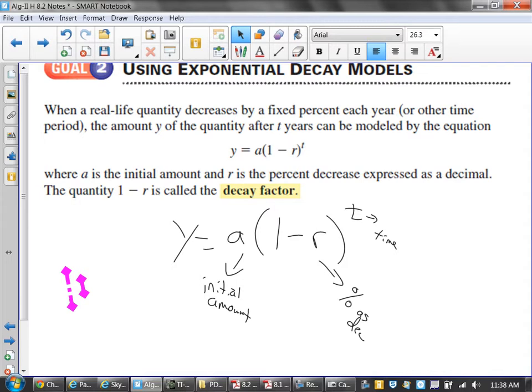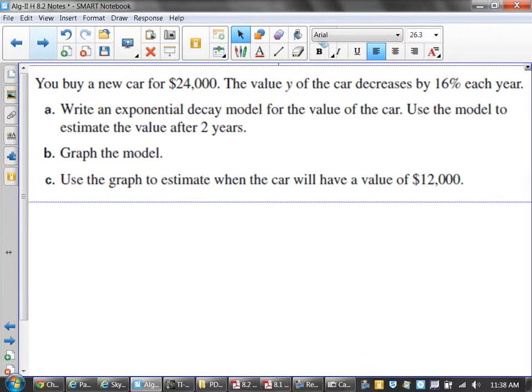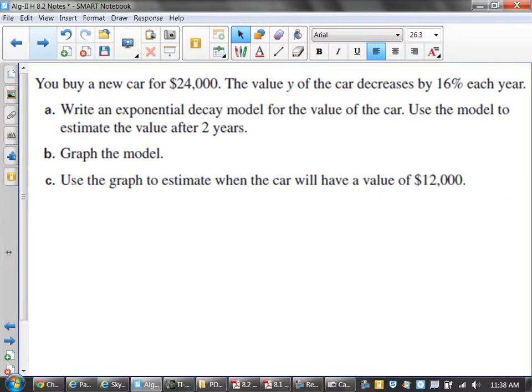So we have A(1 minus r)^t. A real easy example for this is to look at a new car. If you buy a new car, woohoo, for $24,000, basically the minute you drive it off the lot, it's worth a lot less.